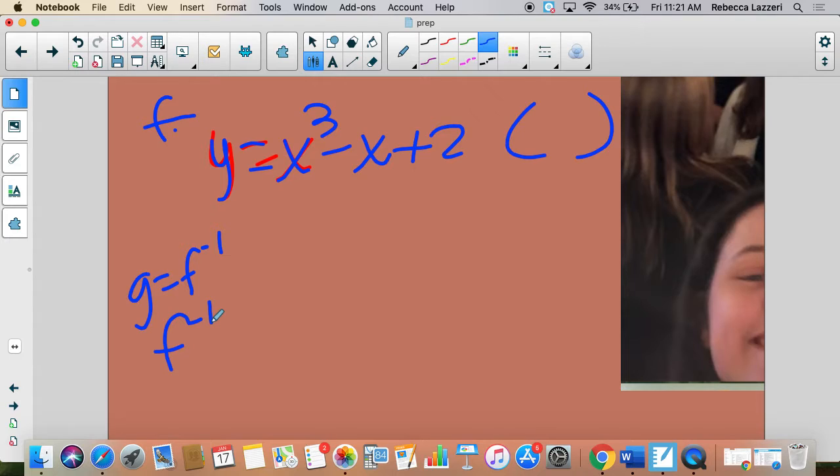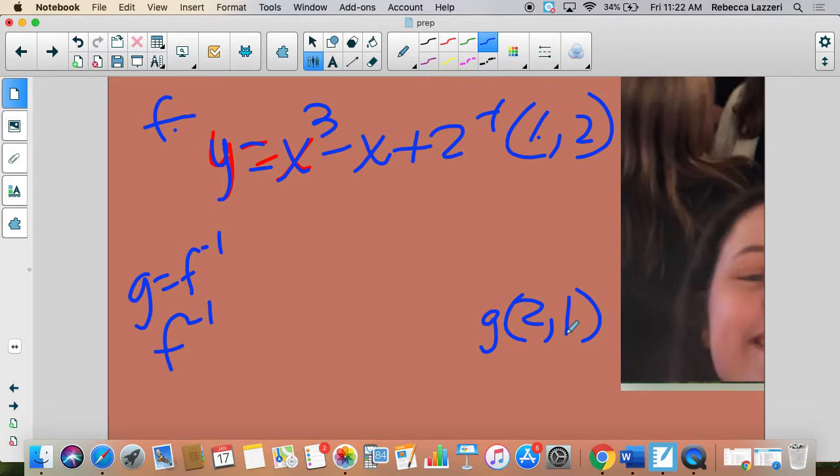If I fill in 1, I get 2, okay? That's on the original. You have to really watch where your point is. That point automatically becomes what on my inverse? 2, 1. So this is all about f, this is all about g, okay?